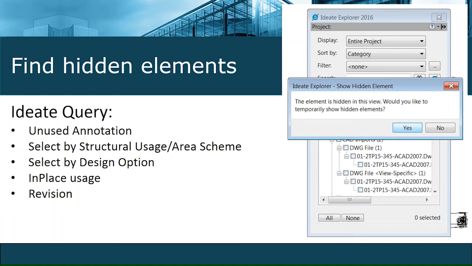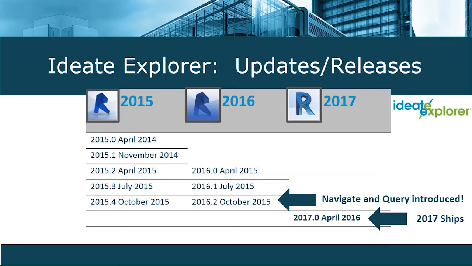But you can use it to find unused annotations. You can use it to find design options, in-place usage, which is what you saw me do as an example, but also revision information, basically any parameter data that you have, which is really nice. So Ideate Explorer, as I mentioned, most of our customers are on the last 3 releases, Revit 2015, 2016, and 2017. However, we do have versions going back to 2012.